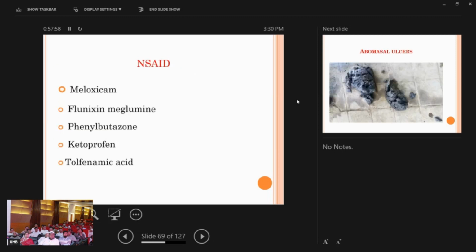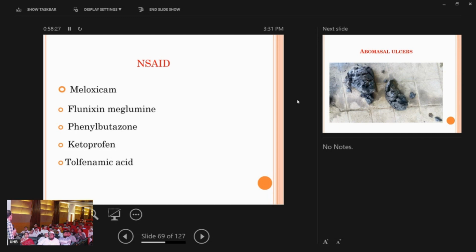The next is the NSAIDs. The common NSAIDs available for large animal practice: meloxicam, flunixin, chlorpheniramine, ketoprofen, phenylbutazone. These are the anti-inflammatory drugs available in the market. So don't combine more than one, I mean two NSAIDs. There is no advantage at all. I have seen some practitioners, when treating mastitis cases or giving saline, using two NSAIDs. That's not right.